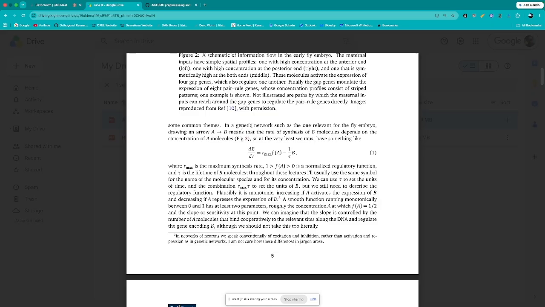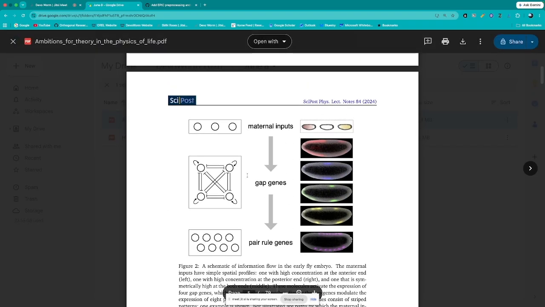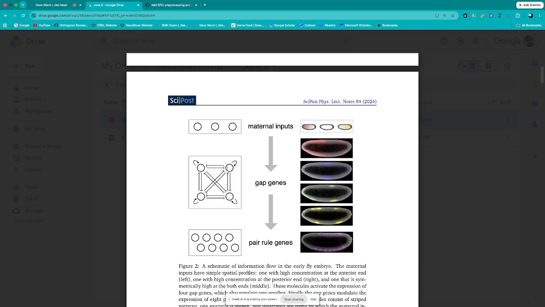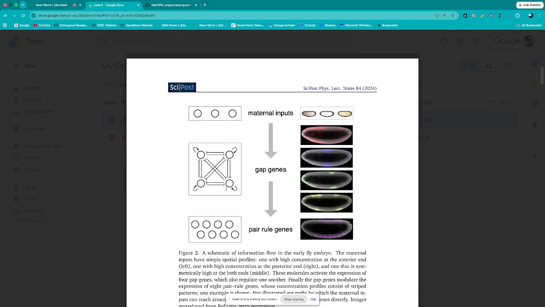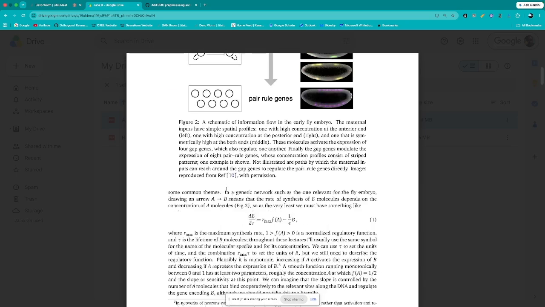So, he's talking about a genetic network. These nodes are usually genes that are interacting, and they have to be turned on in a certain sequence, and they have to interact in a certain way to make this happen.